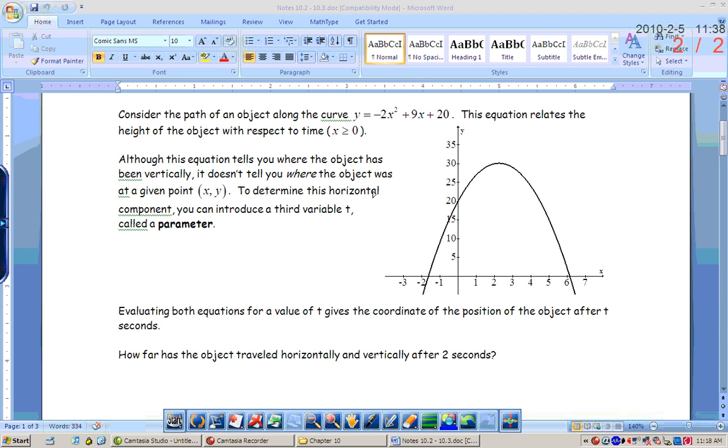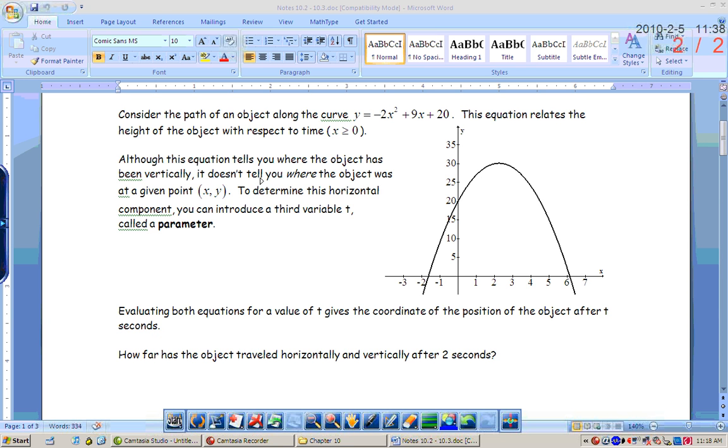All right, so what I want you to do is consider the path of an object along the curve y equals negative 2x squared plus 9x plus 20. This equation relates the height of the object with respect to time. So we have a picture right here where on the x-axis we have time and on the y-axis we have the height.